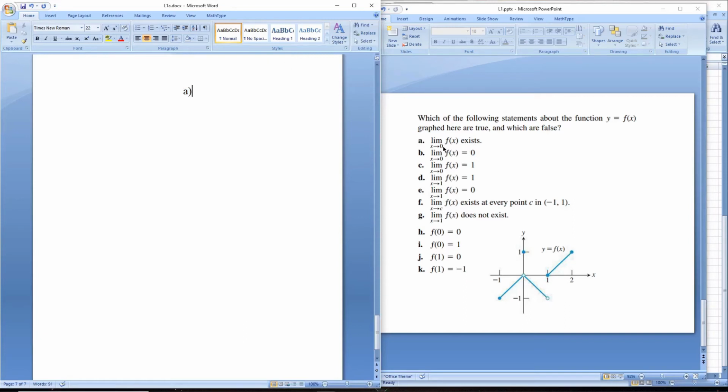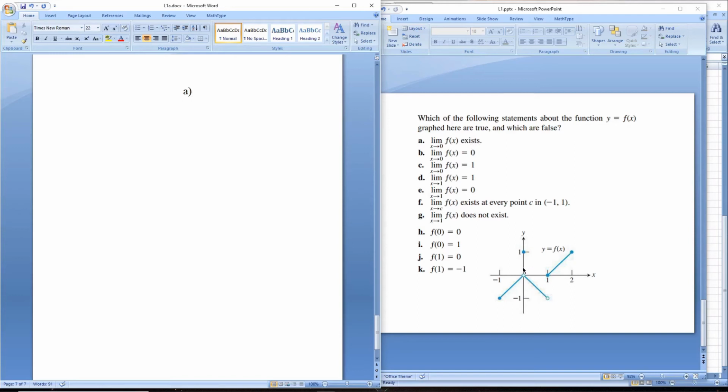They're giving us a two-sided limit. The limit as x goes to 0. There's no superscript there, so this is a two-sided limit. And they're saying the two-sided limit exists. That's all they're saying, is it exists. So that means the left and the right must equal, and there can't be an infinity. If those two things are not present, then it exists. So let's check it out.